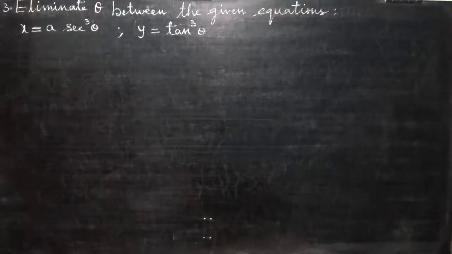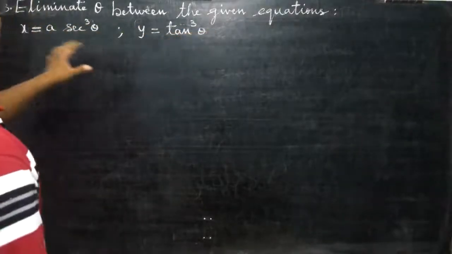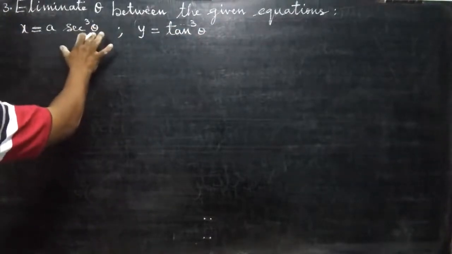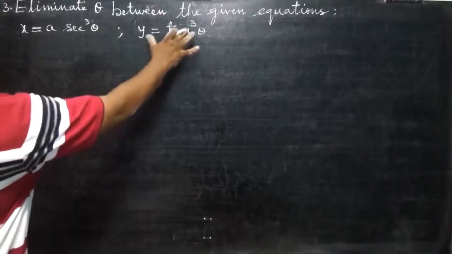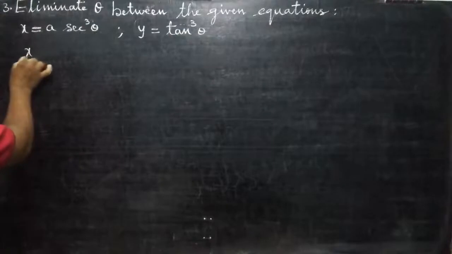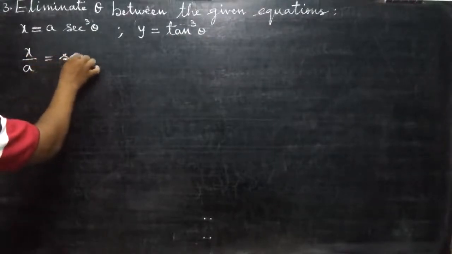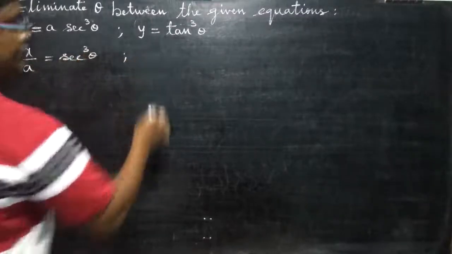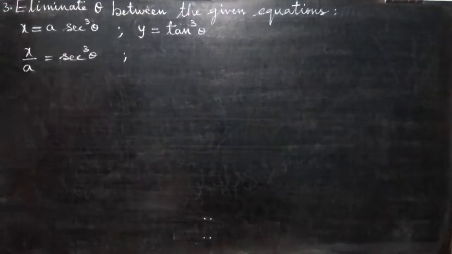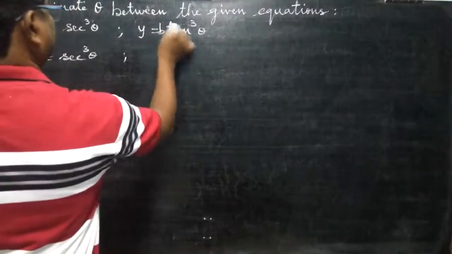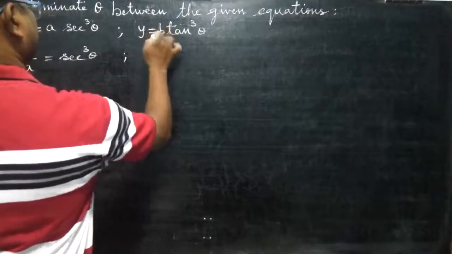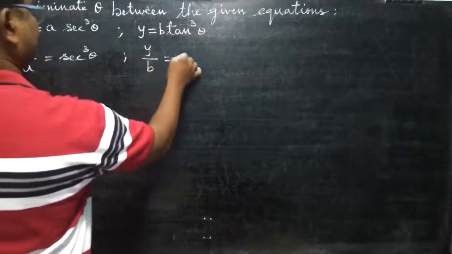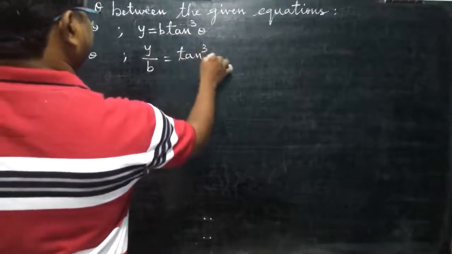Third problem. Eliminate theta between the given equations. Here two equations are given. x is equal to a sec cube theta. The second equation is y is equal to b tan cube theta. Now x by a is equal to sec cube theta. In the same way, y by b. Here b is there. So y is equal to b tan cube theta is given, so y by b is equal to tan cube theta.